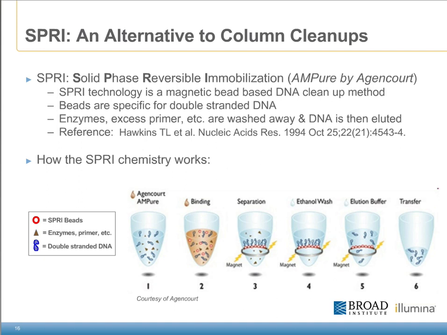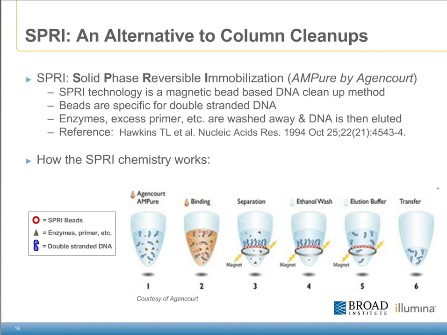But in general, the way it works, and we'll go through this diagram here at the bottom. So you have your DNA sample. The little blue helices here, those are your actual double-stranded DNA that you want to purify. And the brown triangles are anything you don't want. It's that enzyme in the primer. You then add your SPRI beads, which are the little red circles. That binds the double-stranded DNA.